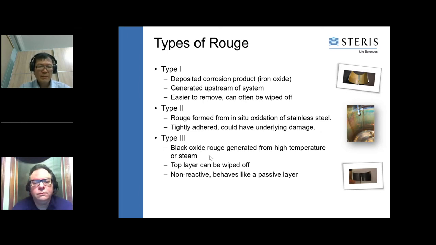So type three rouge is basically the black oxide rouge generated from high temperature or steam lines, especially in the steam line, which becomes a black oxide rouge. So this is typically non-reactive. You wipe it, you can remove some part of it, but the underlying layer is still grayish or black in color. So this kind of rouge typically cannot be remediated fully by using chemical means. You may need to perform mechanical polish or electropolish to remediate the type 3 rouge.